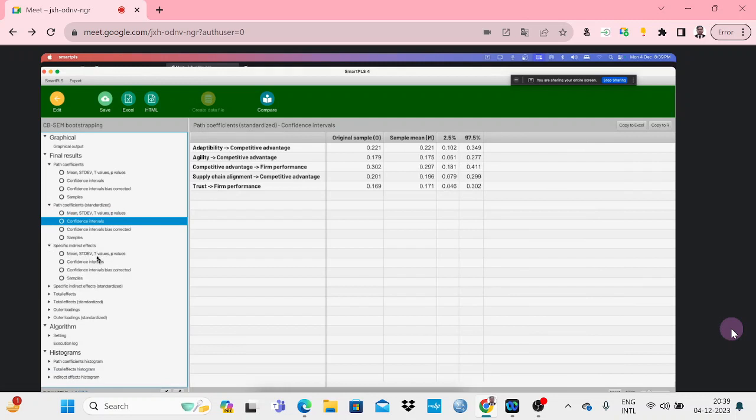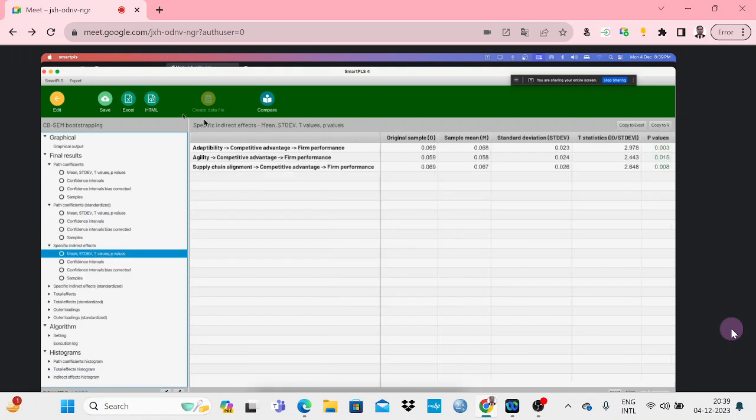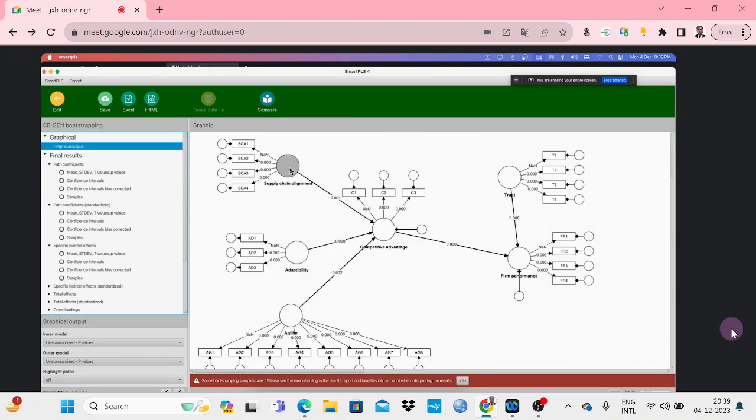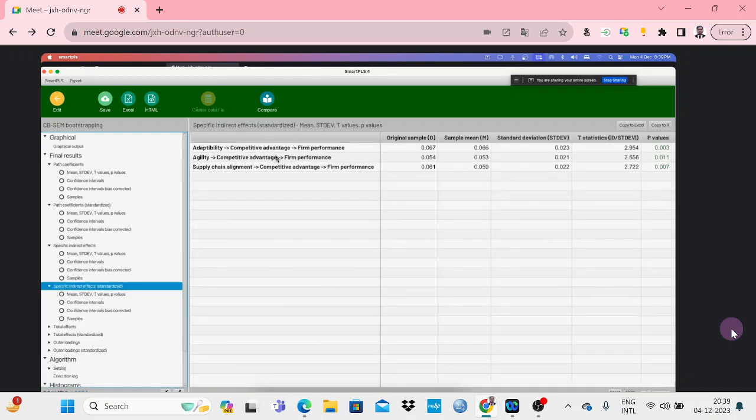Okay. Now there are indirect effects also. What is an indirect effect? If we look at this graphical model, you can see alignment can affect firm performance, but it has to go through competitive advantage. Similarly, adaptability can affect firm performance, but it has to go through competitive advantage. Similarly, agility also. So what these indirect effects basically tell us is whether these indirect relationships also hold true or not. And for that only we did bootstrapping.